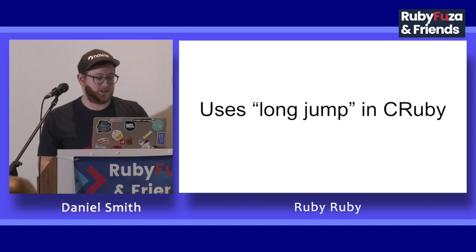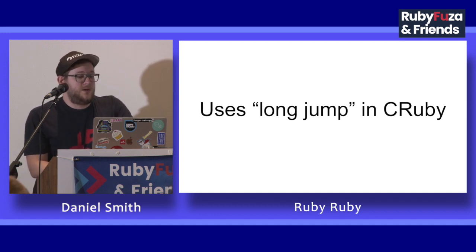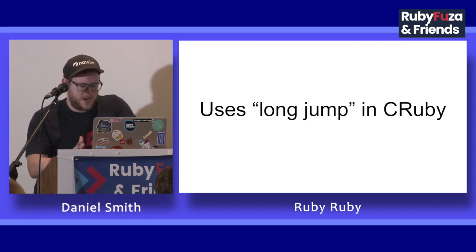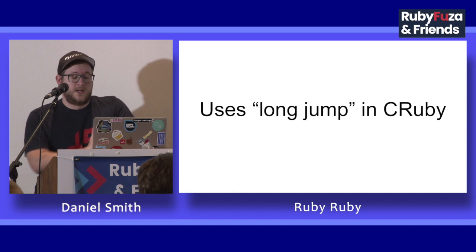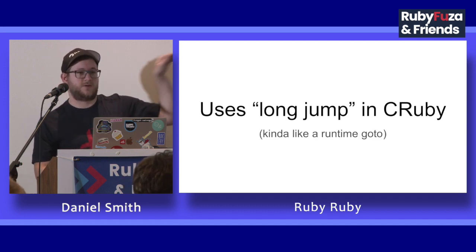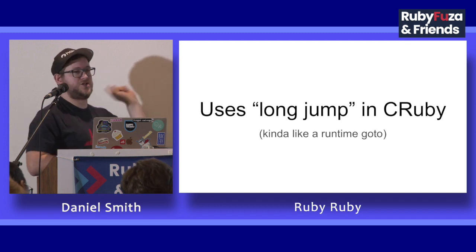This is the crazy thing about this. It uses something in C called longjmp, which, if you think nmap is going to keep you up at night, this guy is like a whole other level. It's like a runtime goto. It's literally just running some C code, and then it hits a longjmp, and it's just somewhere else.